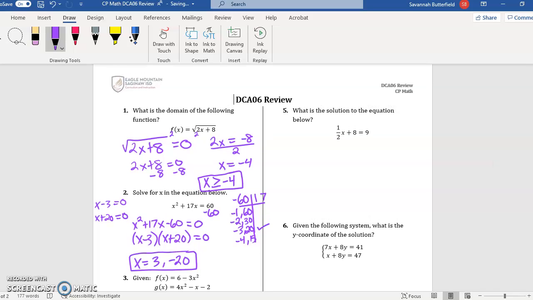Moving up, number 5, it's asking what is the solution, so we need to solve for x. So we're basically going to get x by itself. I'm going to subtract 8, and I'm going to get 1/2 x is equal to 1. To get rid of a fraction, remember we multiply by the reciprocal, so 1 over 2, we're going to multiply by 2 over 1, same thing as just 2. And so we're going to get x equals 2.